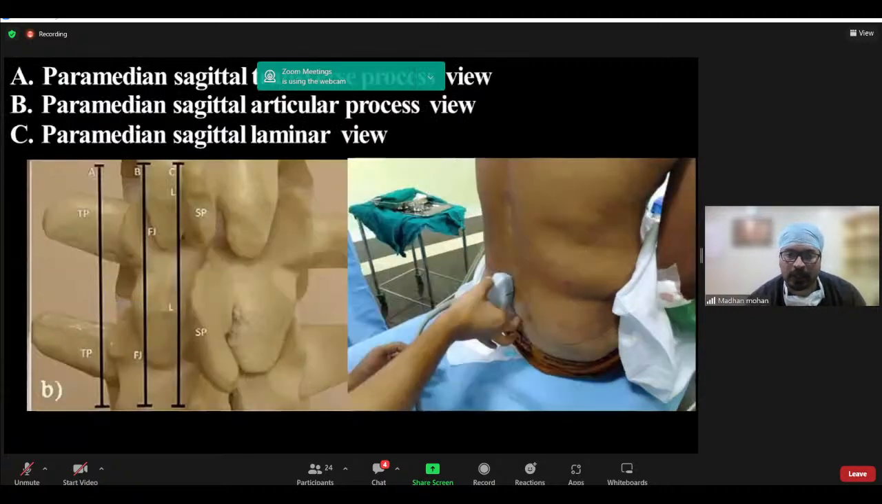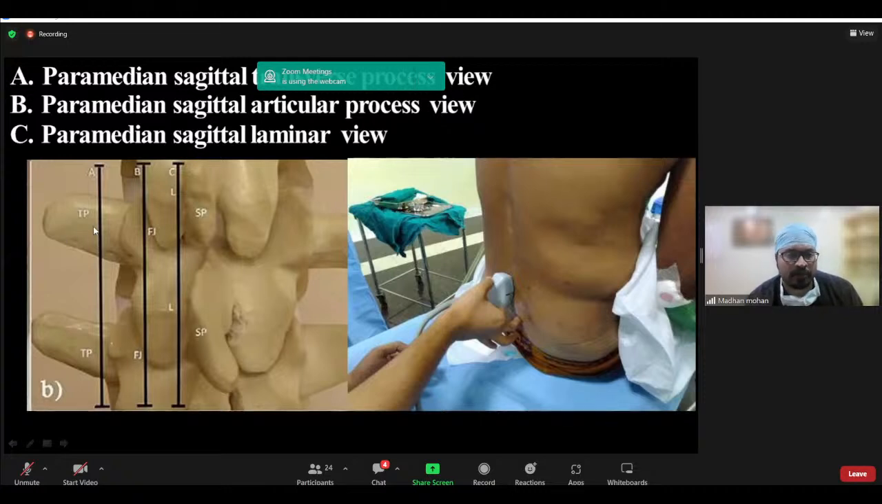Then coming to the longitudinal view, again we have 3+1 views. The other view is mainly for real-time ultrasound guided neuraxial blocking. Coming to the longitudinal or sagittal view, we can either start from the midline and go laterally, or start laterally and come medially. If we start laterally and come medially, the first structure we are going to encounter is the transverse process. So that will be the paramedian sagittal transverse process view.